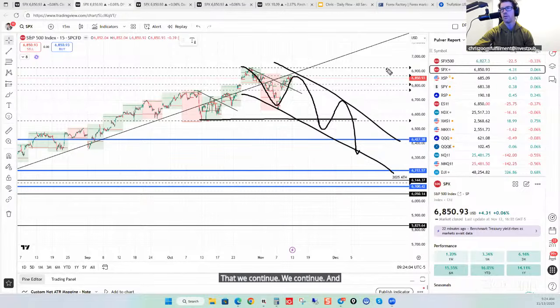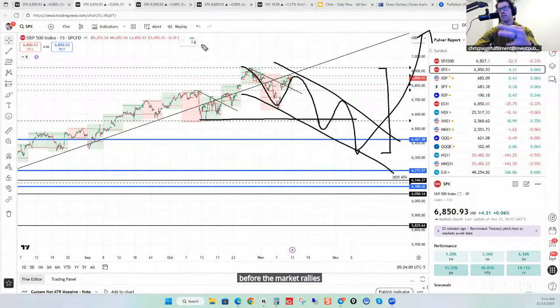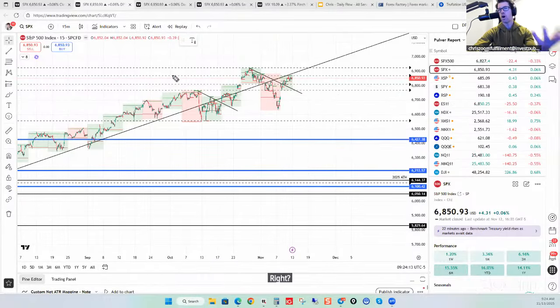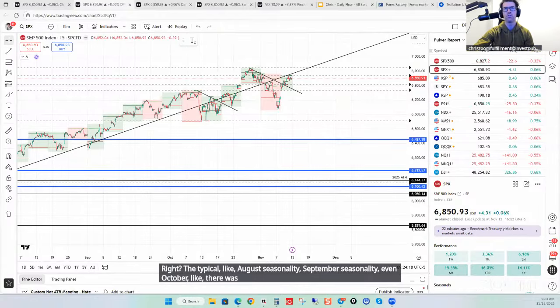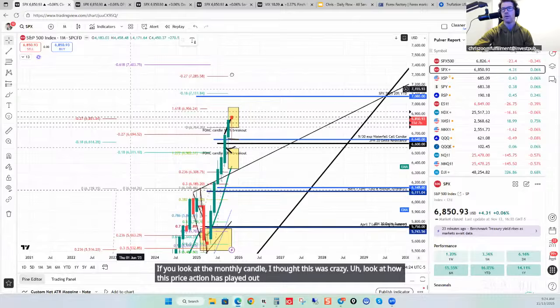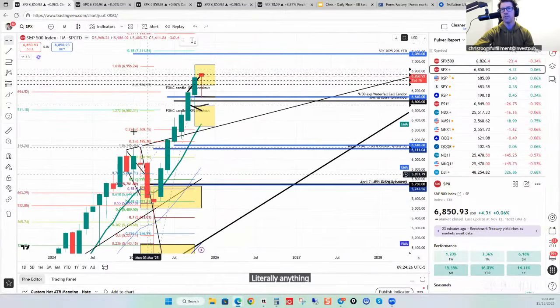And that might be to the tune of 8 to 10% before the market rallies. Everything this year seasonality wise pretty much got shifted, right? The typical August seasonality, September seasonality, even October, there was no weakness in any of those months. If you look at the monthly candle, I thought this was crazy. Look at how this price action has played out in 2025. Literally anything down has been just a rip.